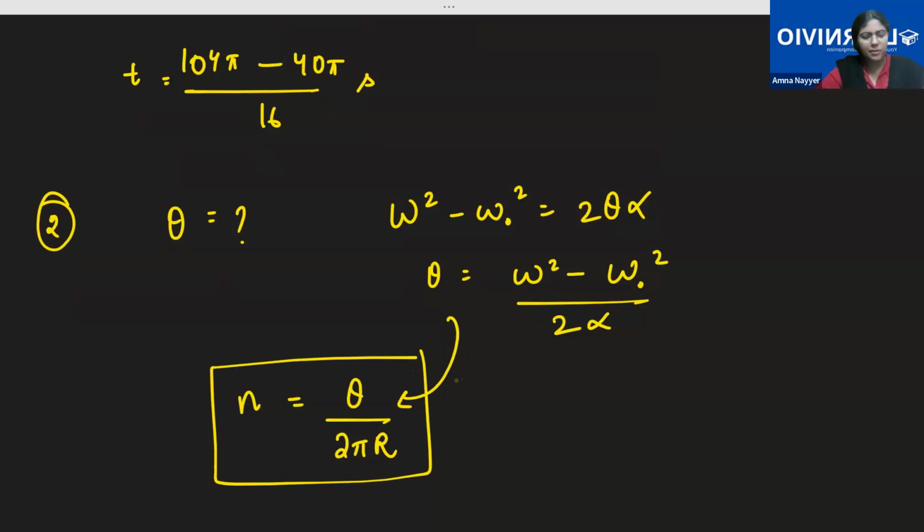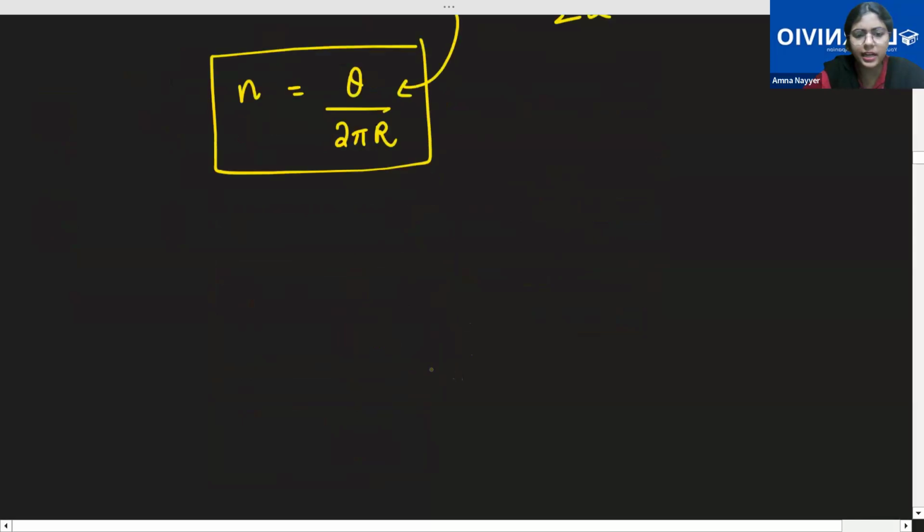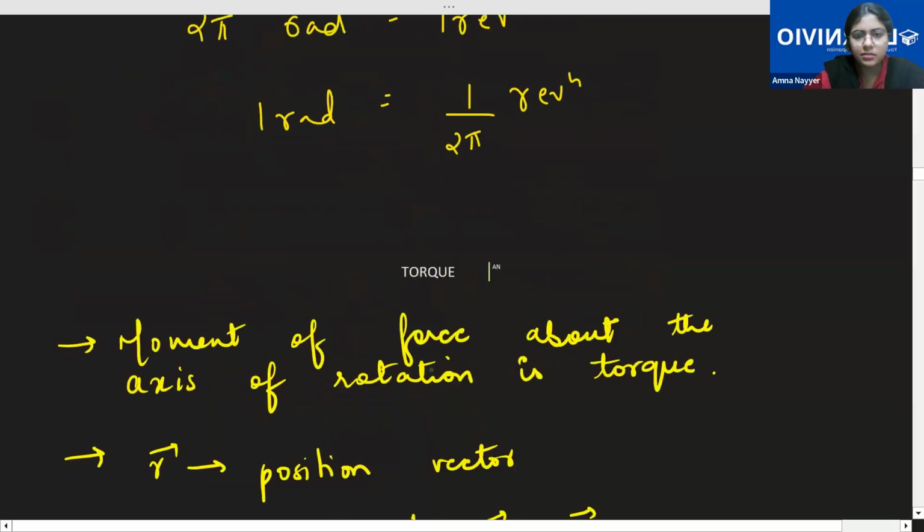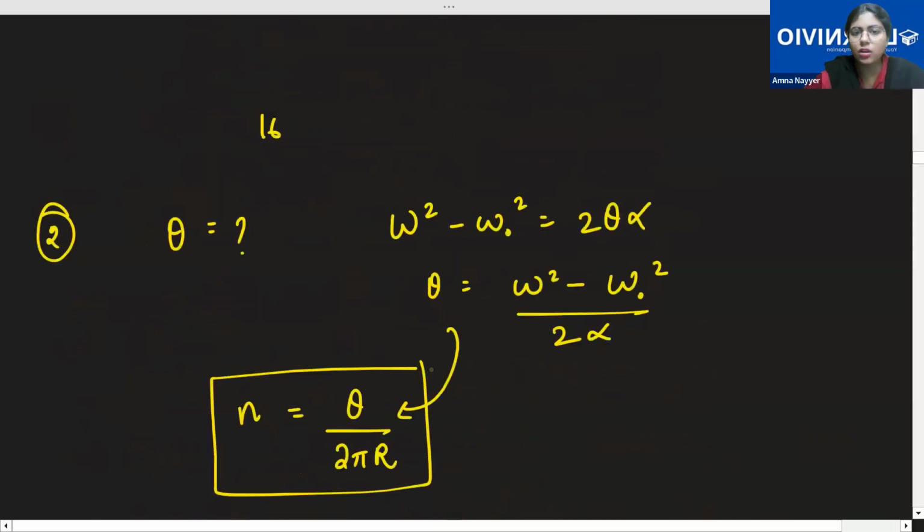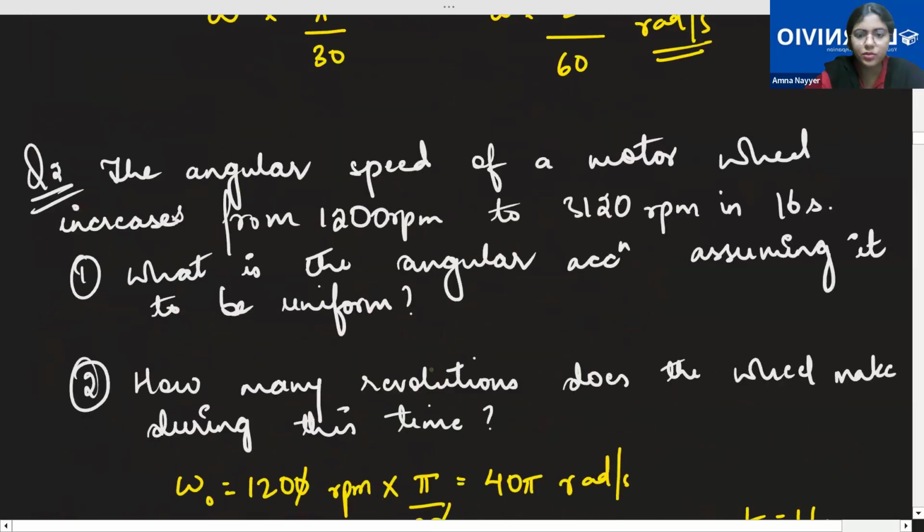These calculations for the second part, please do it. It's lengthy, so let me know what answer you are getting. Then straight away we'll start with torque, so the kinematics part will be done. First write down this.